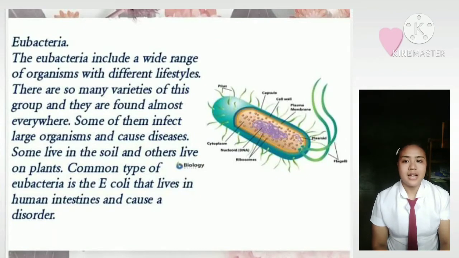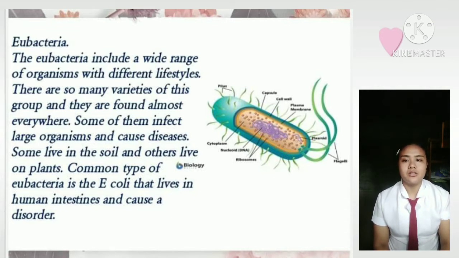Eubacteria include a wide range of organisms with different lifestyles. There are so many varieties of this group and they are found almost everywhere. Some of them infect large organisms and cause disease. Some live in the soil, others live on plants. A common type of eubacteria is E. coli, that lives in human intestines and causes a disorder.